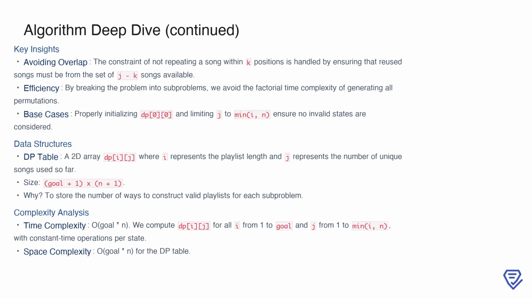In terms of complexity, the time required is O(goal * n), as we compute each state in the dp table through constant time operations.